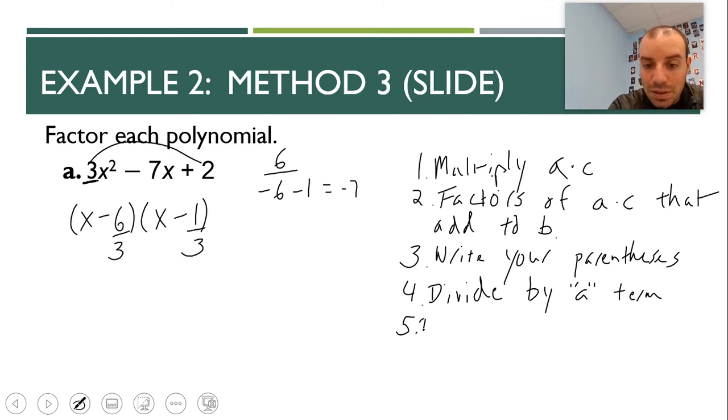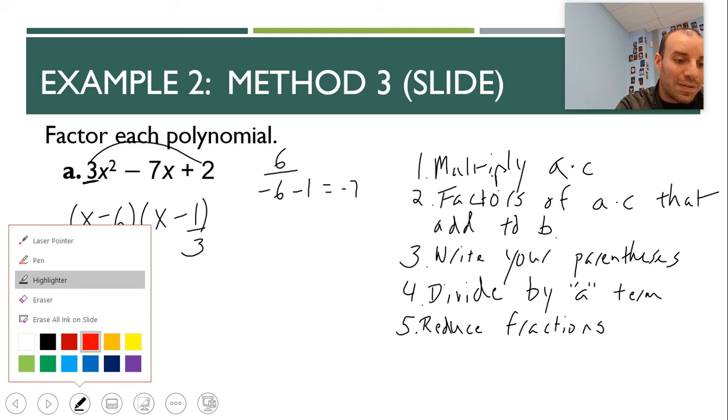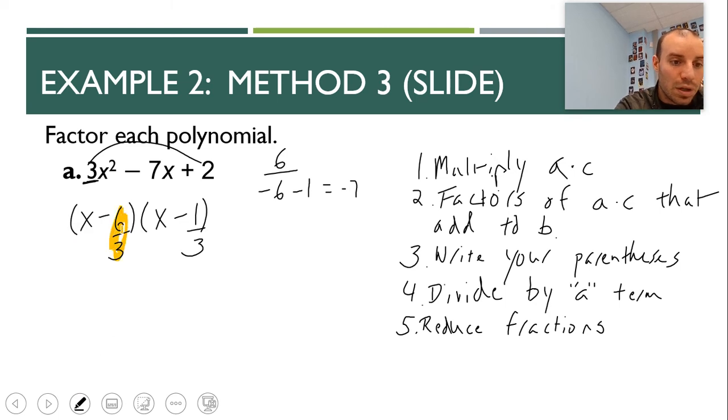You want to reduce your fractions if possible. Now, the reason when we were factoring a equal to 1, we didn't have to divide by your a term is because it was 1, so you didn't have to do that. So you're reducing your fractions if possible. On this fraction here, we have 6 over 3, which just reduces to 2. So this first set of parentheses is just going to become x minus 2. All I've done is reduce that fraction. The second one, there's not anything to reduce. So you're still left with x minus 3.